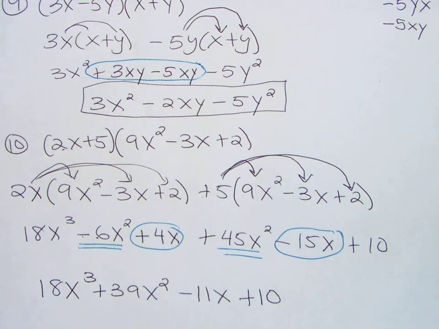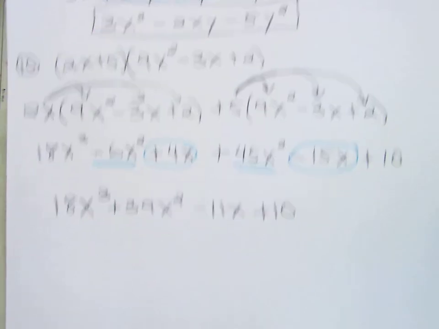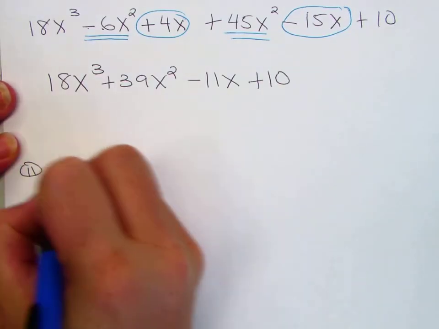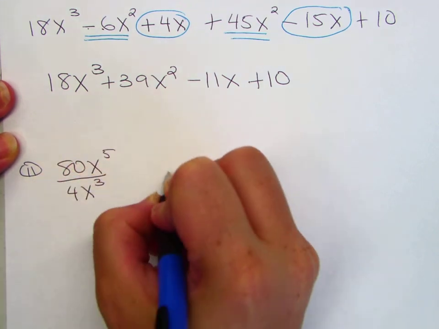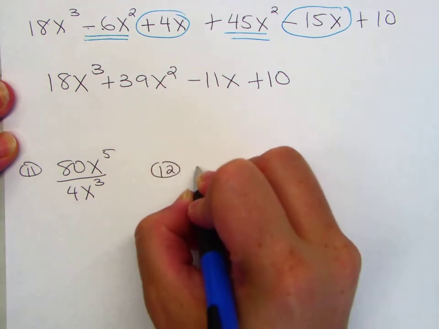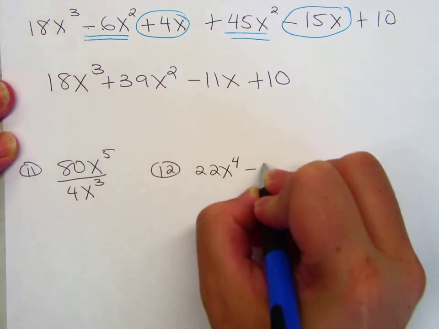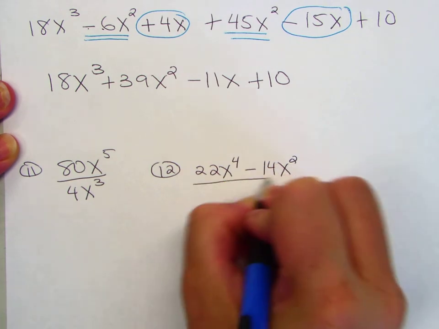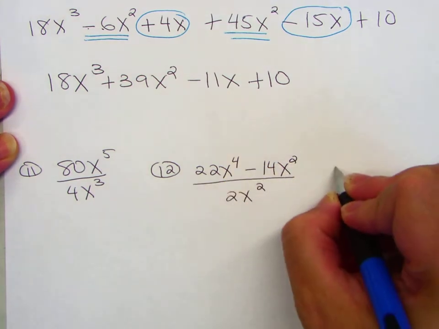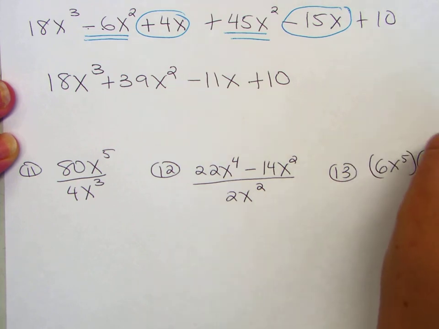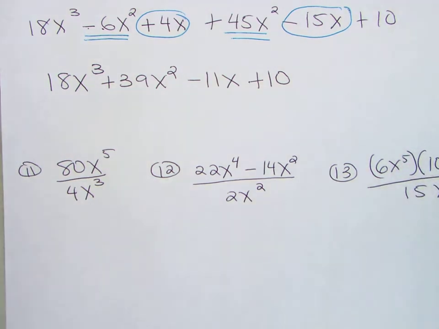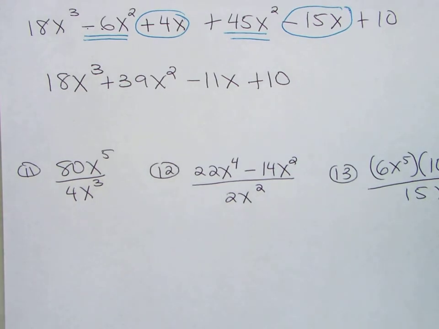All right. So that's all the multiplication. We've got 3 more problems, and that's going to be division. Number 11. 80x to the 5th over 4x to the 3rd. Number 12. 22x to the 4th minus 14x squared all over 2x squared. And number 13, 6x to the 5th times 10x to the 8th all over 15x to the 10th. Number 13 is the hard one. All right, pause the video. Whoops, try them on your own.